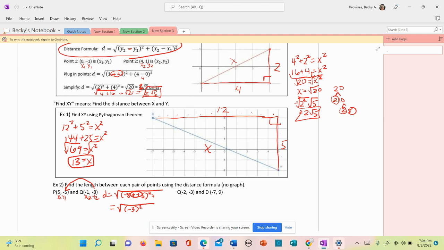Okay, so let's do this way. Let's start with the -1. And then I'm going to subtract 5. Then you have to square it. Okay, so -1 and -5 is -6.